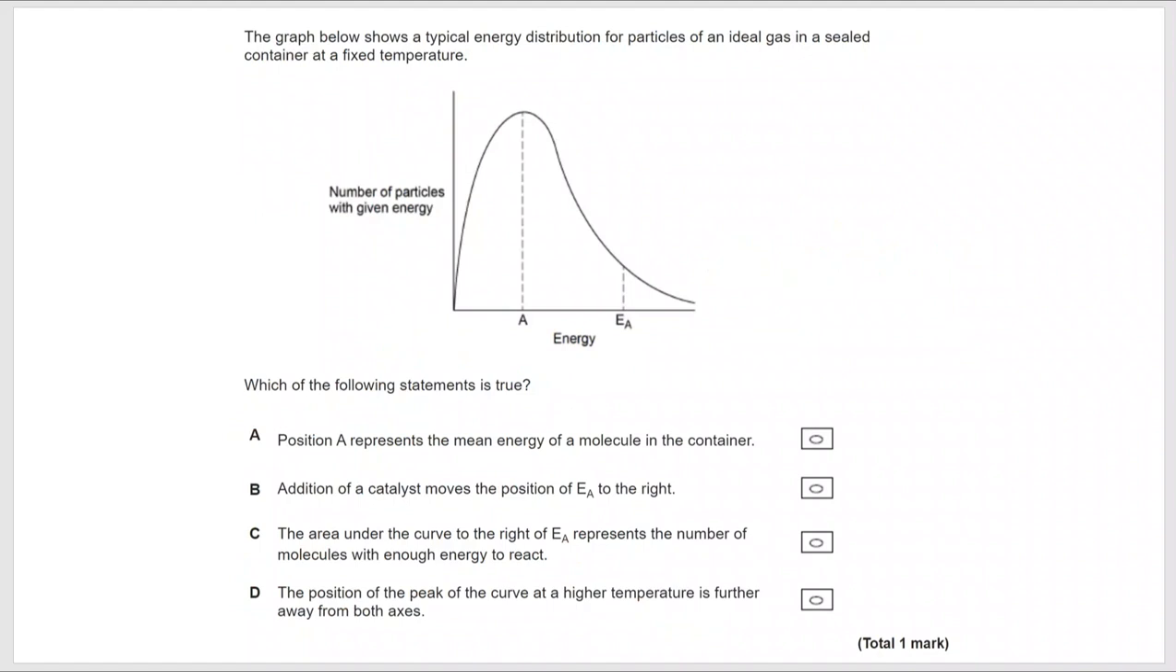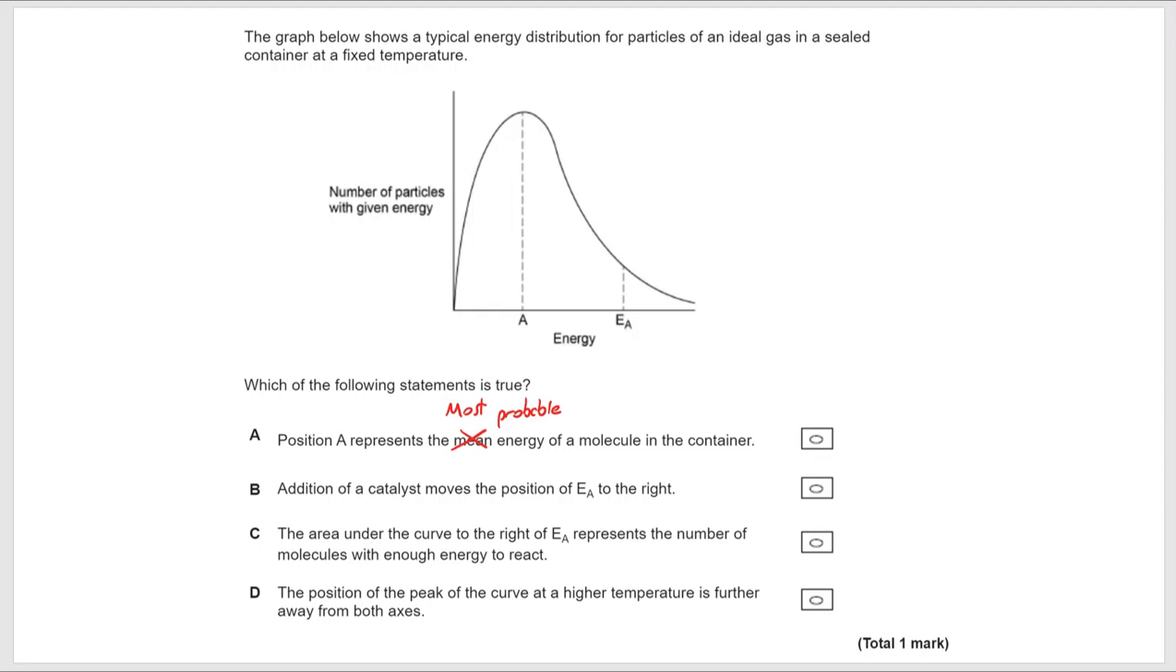And on this one, which of the following statements is true? Position A represents the mean energy of a molecule in the container. No, it represents the most probable, the modal energy. The mean would be slightly to the right.